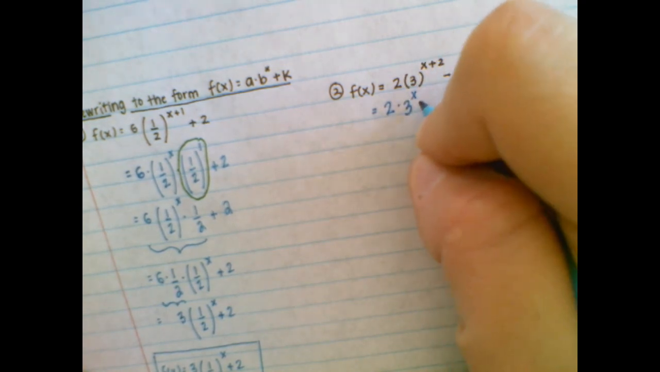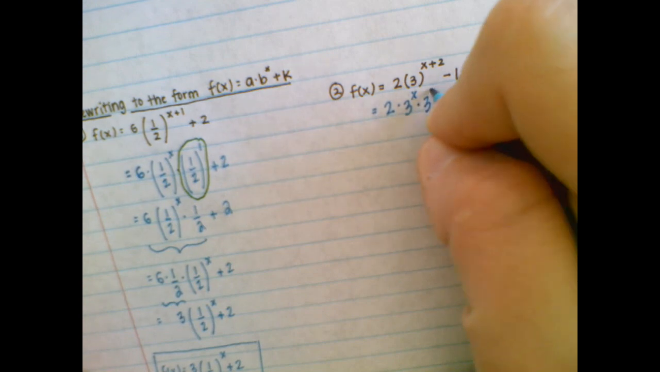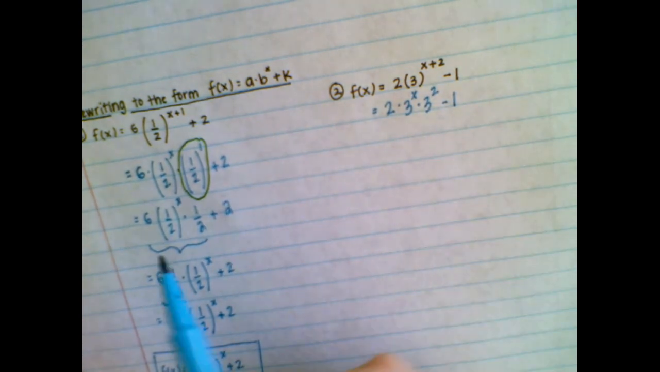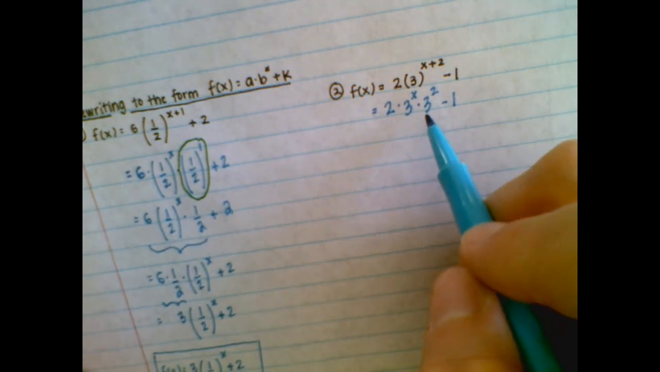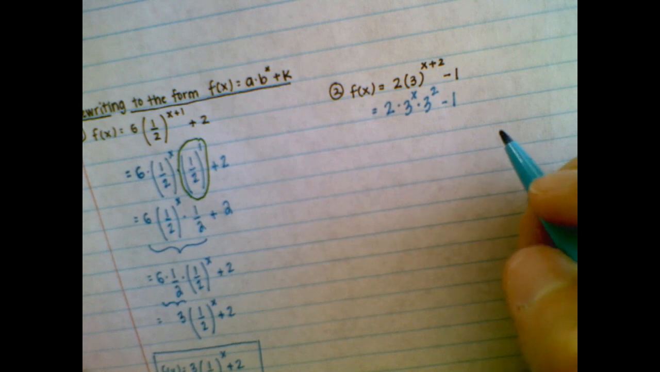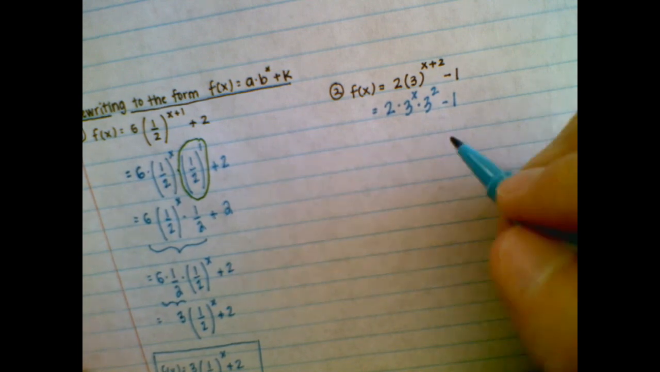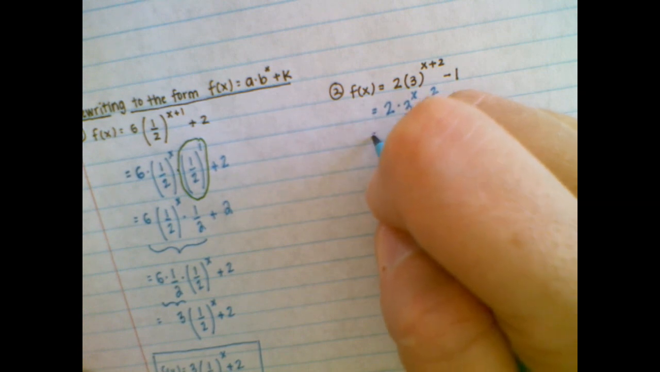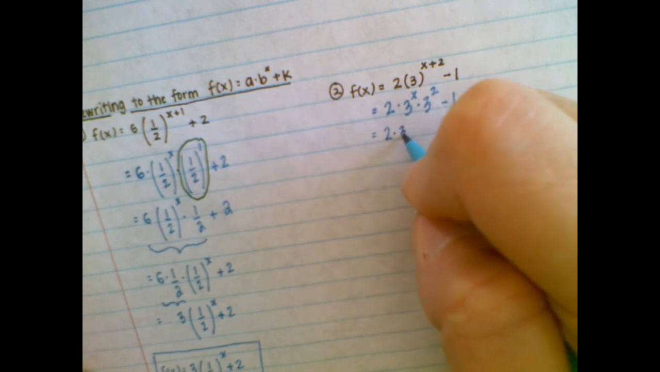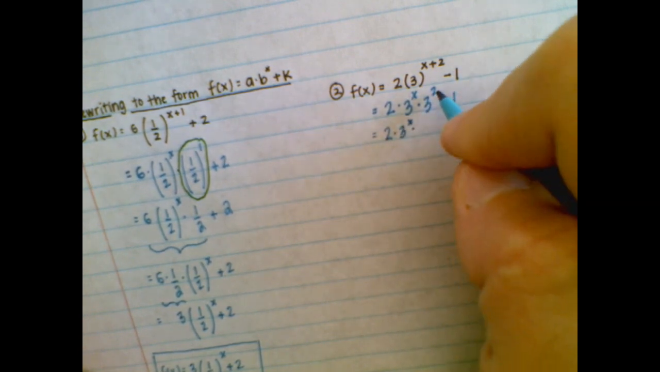So 3 to the x times 3 squared minus 1. I know I used parentheses in this last example. That was because that was a fraction, and I didn't want to get myself confused. You can use them over here if you want to, but you don't need to. And again, I'm going to simplify first because I can simplify that 3 to the power of 2. So this is going to be 2 times 3 to the x times 3 squared, which is 9, minus 1.